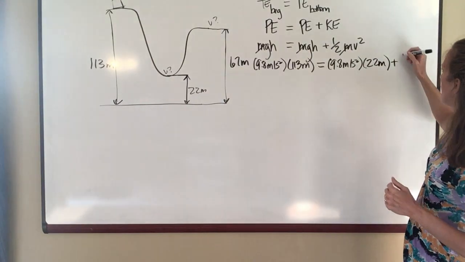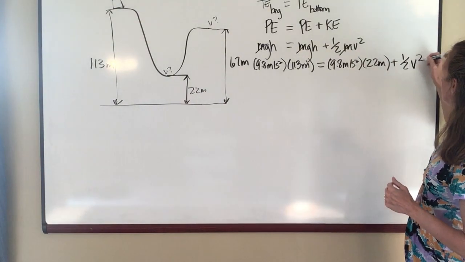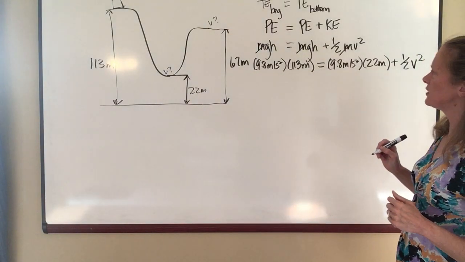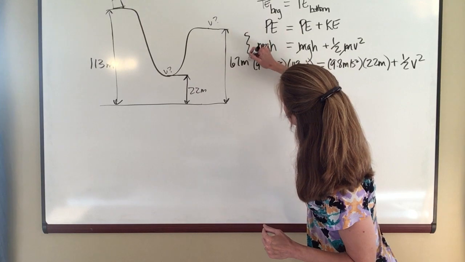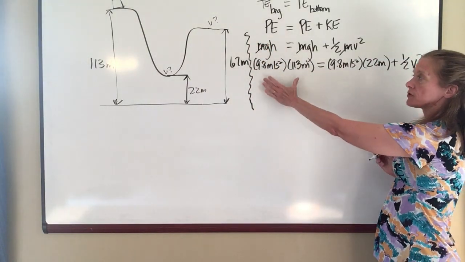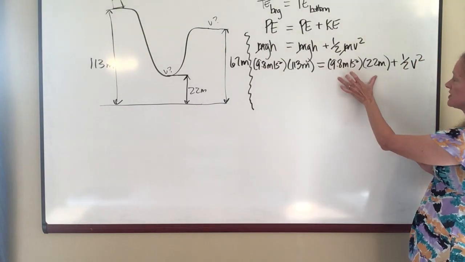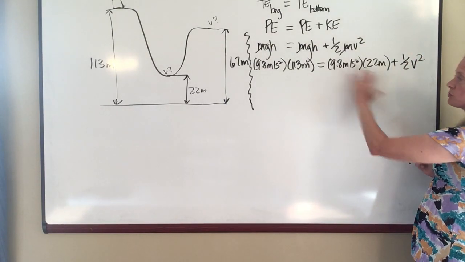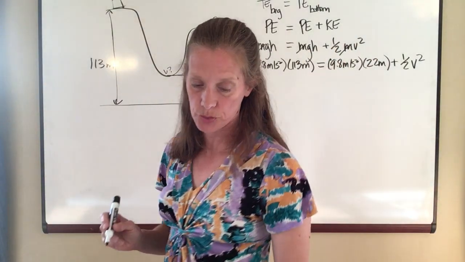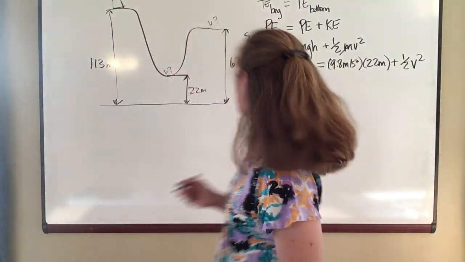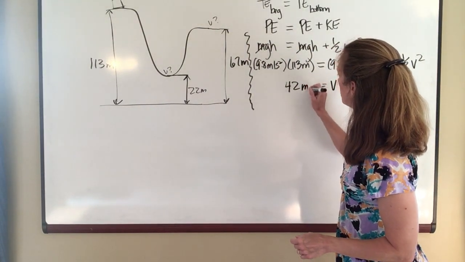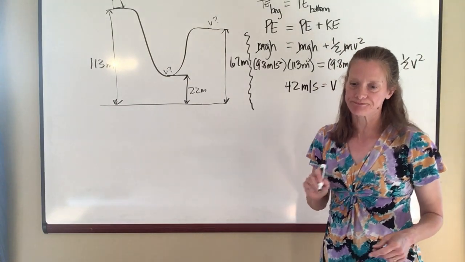And then I'm going to have 1/2 v squared left over here, okay? So once I do that, I don't want you to get confused here, that 67 meters is not part of my equation. So then when I multiply these together, and then I'm going to subtract, I'm going to solve for v squared. I'm going to assume that you know how to do all that algebra. Once you do that, you end up with a velocity of 42 meters per second.